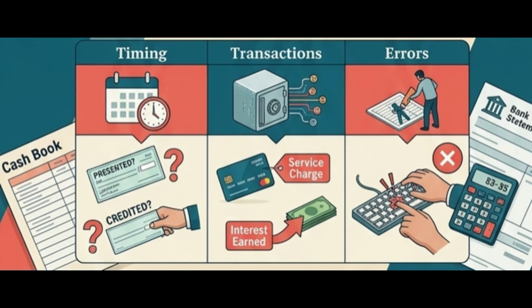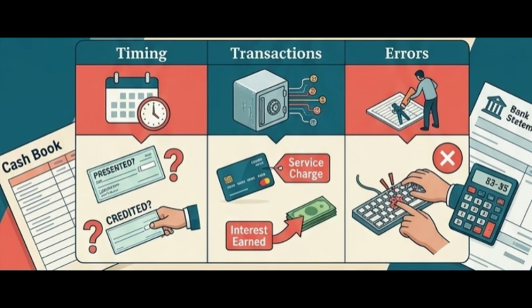Primary causes of discrepancies. Differences between the two balances typically arise from three main categories. Category, description, examples. A. Timing: transactions recorded at different times by the bank and the account holder. Checks issued by the company but not yet presented for payment. Checks deposited but not yet cleared or credited by the bank.